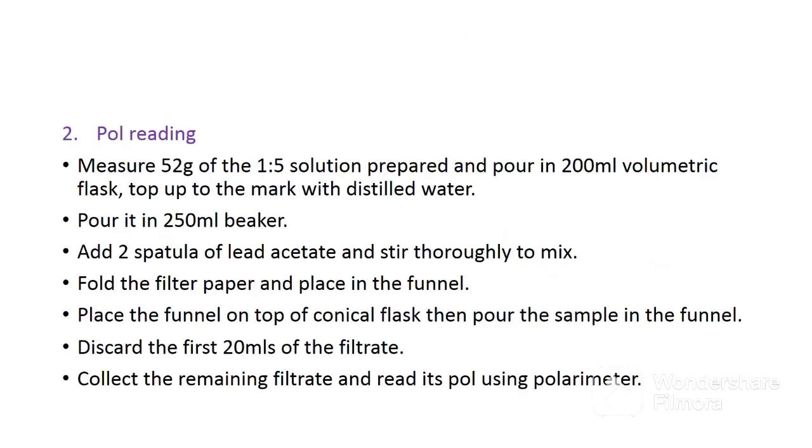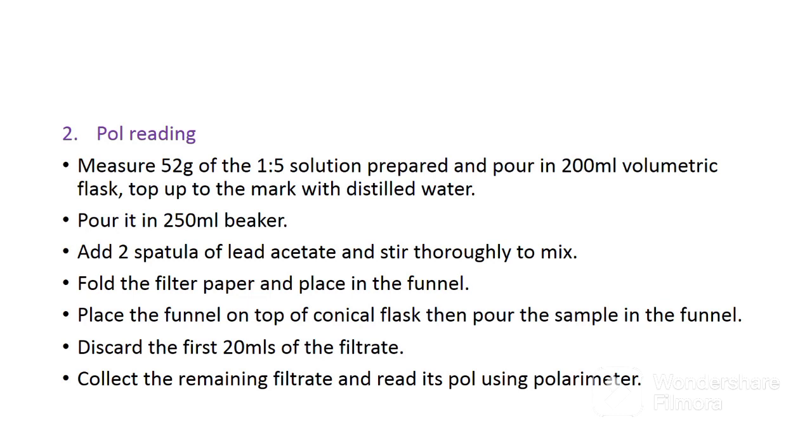Let's cover procedure for POL reading. Measure 52 grams of the 1:5 solution prepared and pour in 200 ml volumetric flask. Top up to the mark with distilled water. Pour this solution in 250 ml beaker. Add 2 spatula of lead acetate and stir thoroughly to mix. Fold the filter paper and place in the funnel. Place the funnel on top of Conco flask, then pour the sample in the funnel. Discard the first 20 ml of the filtrate. Collect the remaining filtrate and read its POL using polarimeter.